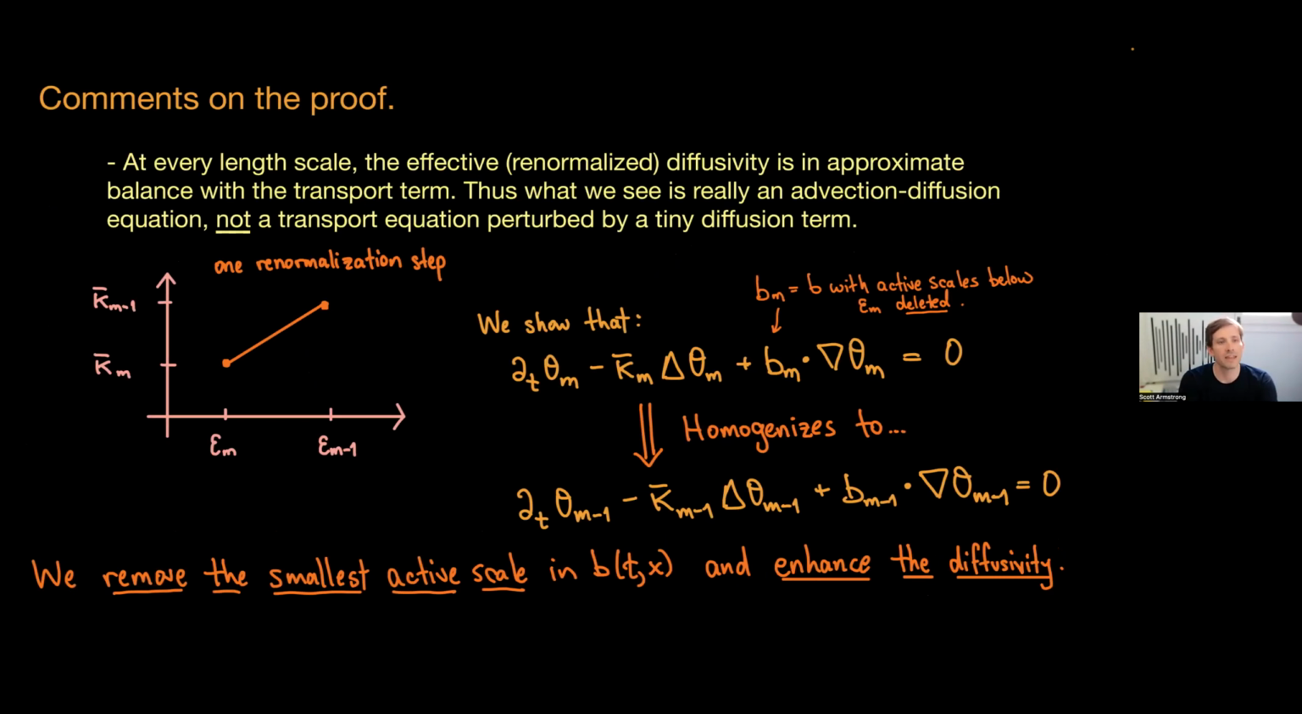Okay, so the point is, I think I've already said this now, at every length scale, the effective renormalized diffusivity is basically in balance with the advection term. And so what you see is an advection-diffusion equation at every scale. If you've renormalized correctly and you're thinking about the problem in the right way, you never see a transport equation perturbed by a tiny diffusion term. You always see the same thing at every scale, in fact, right? It's a fractal.